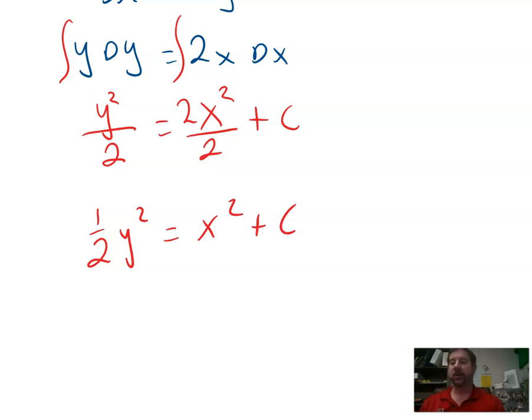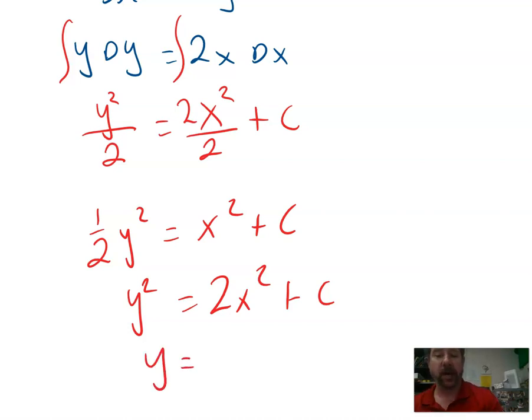And now we're going to solve for y. So multiply both sides by 2. Y squared equals 2x squared, and again, we would still just put plus c. 2 times c is just some new constant c. And then I would square root both sides. And so we get y equals, don't forget when you root, plus or minus the square root of 2x squared plus c. And that c has got to be inside the radical. And now we have solved for y.